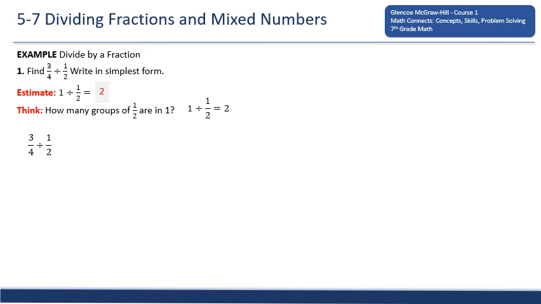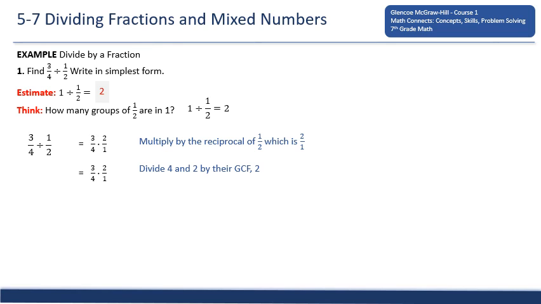So let's look at the problem again. 3/4 divided by 1/2. Multiply by the reciprocal of 1/2, which is 2 over 1. So if we change 3/4 divided by 1/2 to 3/4 times 2 over 1, we'll simplify first. So we'll simplify 2 and 4 by their GCF of 2. So 2 goes into 2 once, 2 goes into 4 twice. This will make our multiplication easier, especially when we get into bigger numbers.